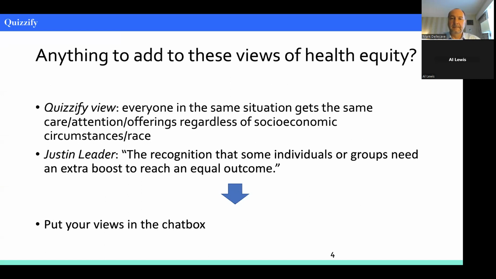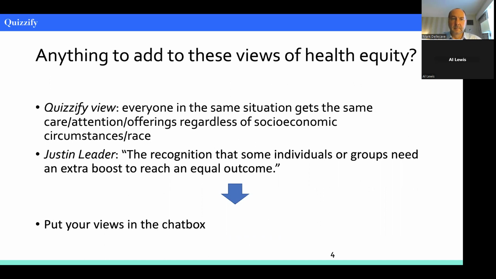Yeah, hey, thanks, Mark. So we're going to ask you to put some stuff in the chat box right away. We have just a couple of views of health equity that seem to be similar to other folks. Our view of it is that everyone in the same situation gets the same care, same attention, same offerings, regardless of socioeconomic circumstances or race.